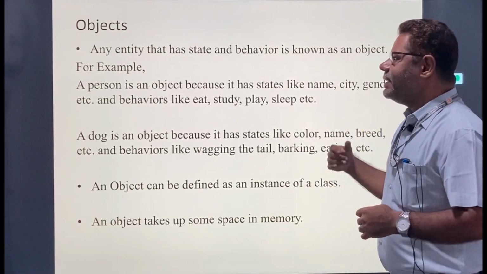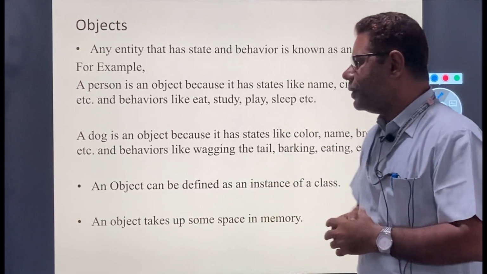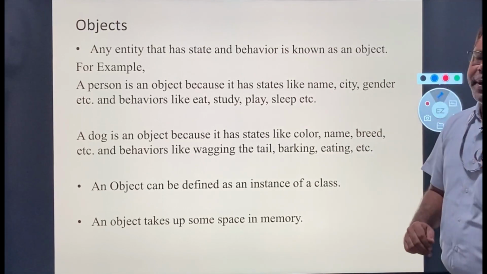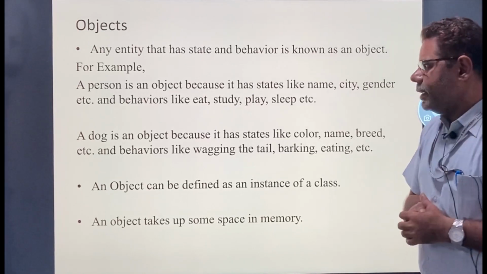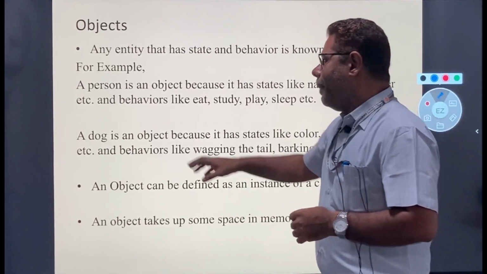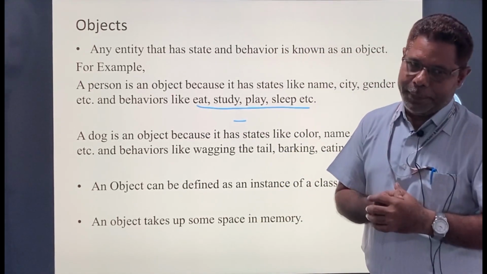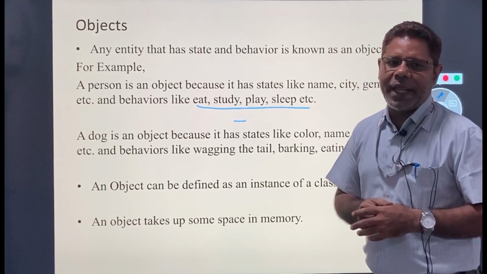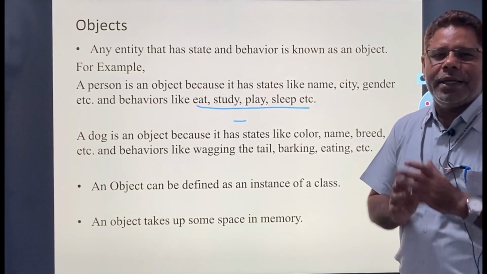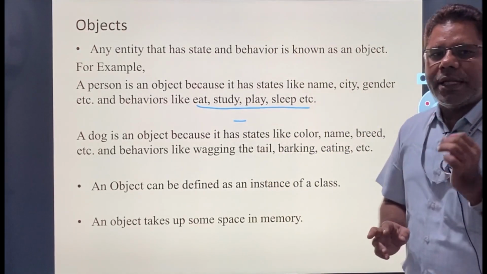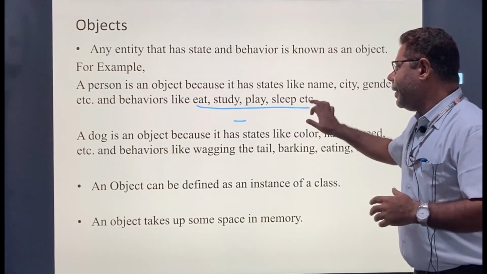For example, consider a person as an object. Every person has some attributes: the name of the person, the gender of the person, and the city of the person. Similarly, each person has some behaviors like eat, study, play and sleep. So a person object has some state, which specifies the name, city and gender, and some behaviors such as eat, study, play and sleep.